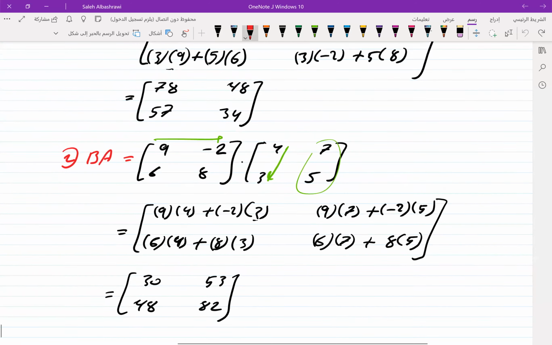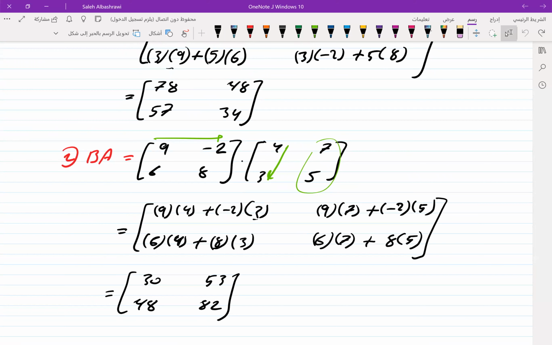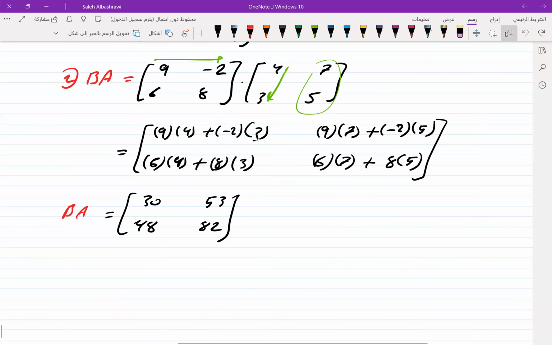Now let's compare between these two matrices. I have B times A equal to 30, 53, 48, and 82, and A times B equal to 78, 48, 57, and 34. So we can see that from these two products, A times B is not equal to B times A. So the multiplication of matrices is not commutative.